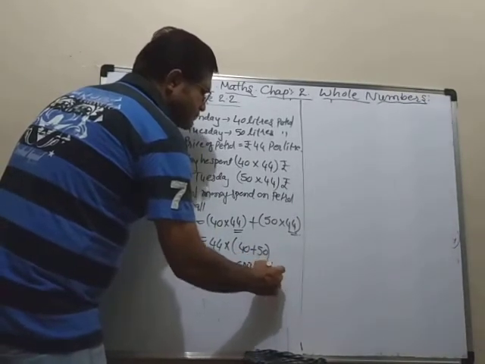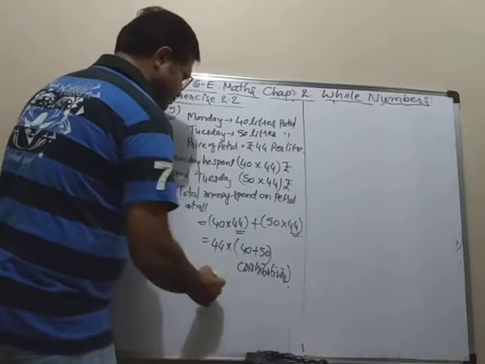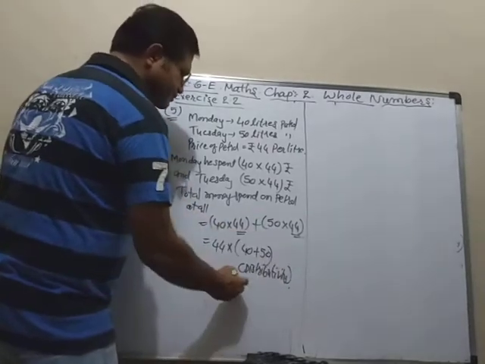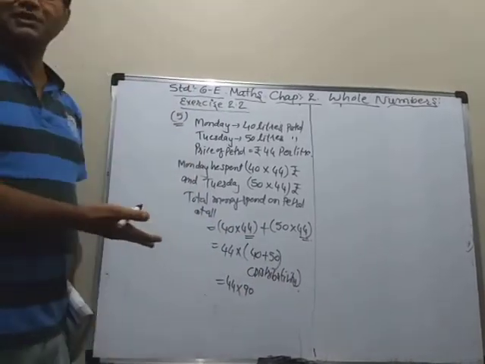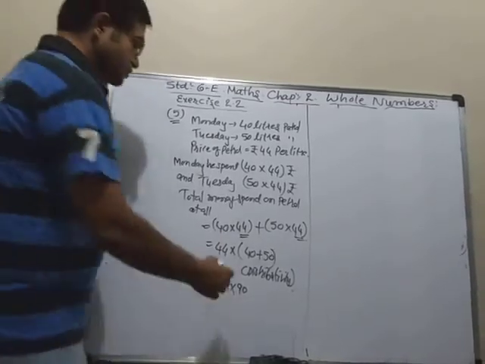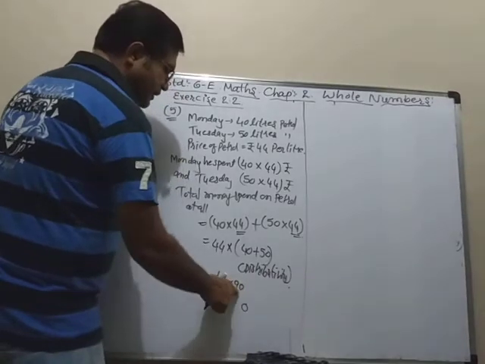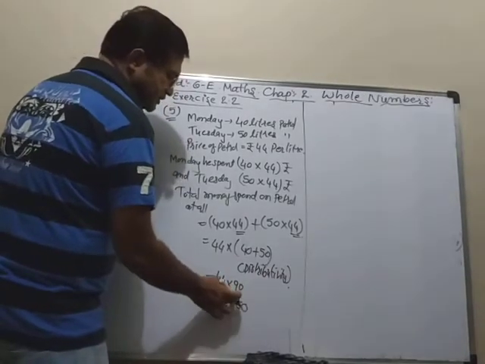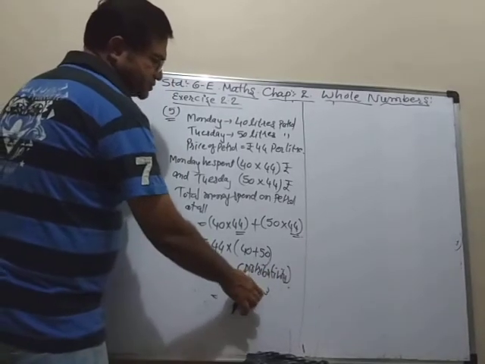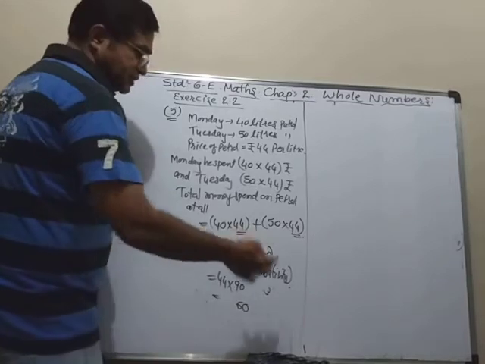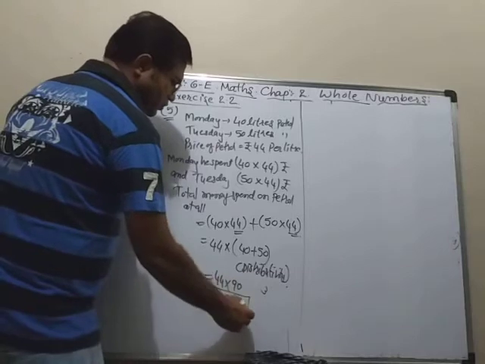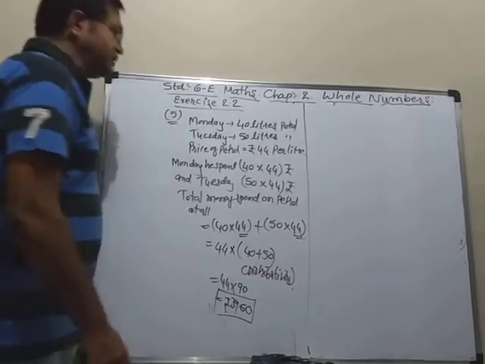or distributivity. So now it is easy. 44 multiplied by 40 plus 50, 90. Now you have to multiply only 44 by 9 and put a 0. So you can put 0 here. 9 4s are 36, carry 3. Again 9 4s are 36, 36 plus 3, 37, 38, 39. So the answer is rupees 3,960.